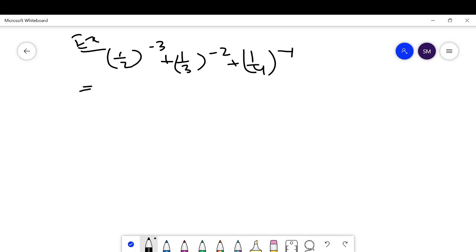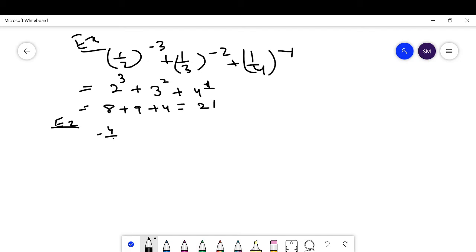We can transfer the negative exponents into positive by taking the reciprocal of the base. 1 upon 2 to the power minus 3 means 2 to the power 3. 1 upon 3 to the power minus 2 means 3 to the power 2. And 1 upon 4 to the power minus 1 means 4 to the power 1. 2 cube means 8, 3 square is 9, plus 4. Then you add and get 21. Solve another question.